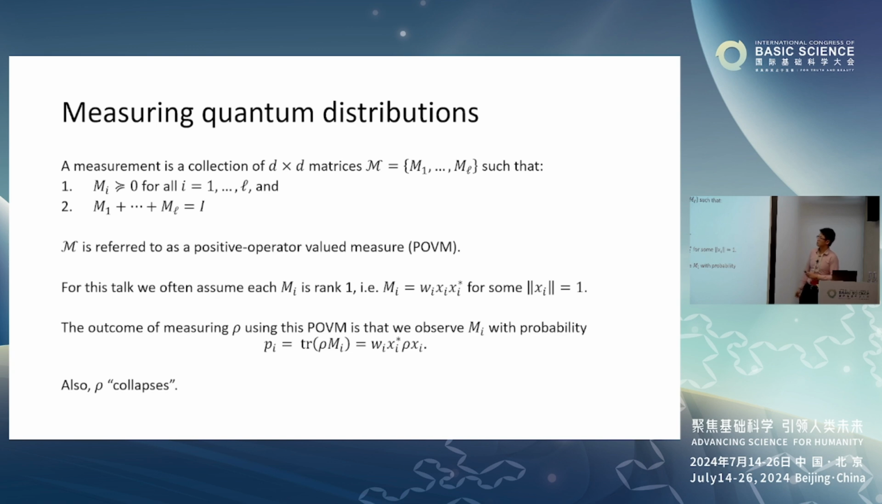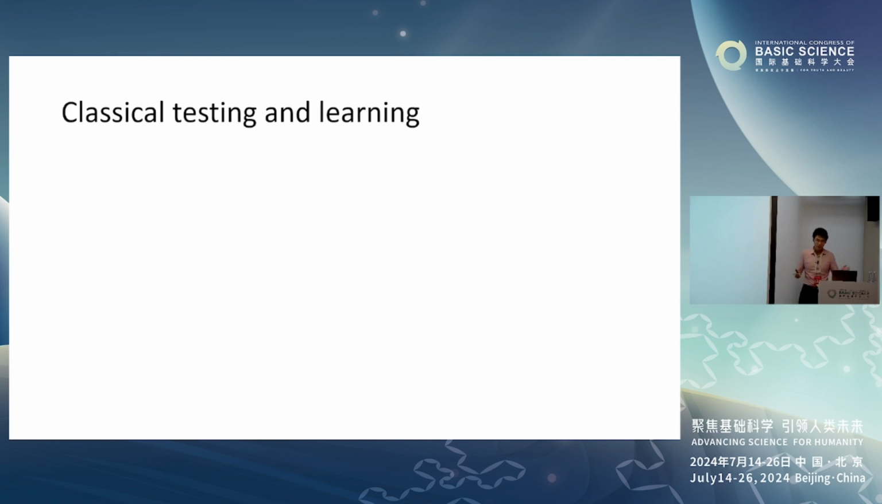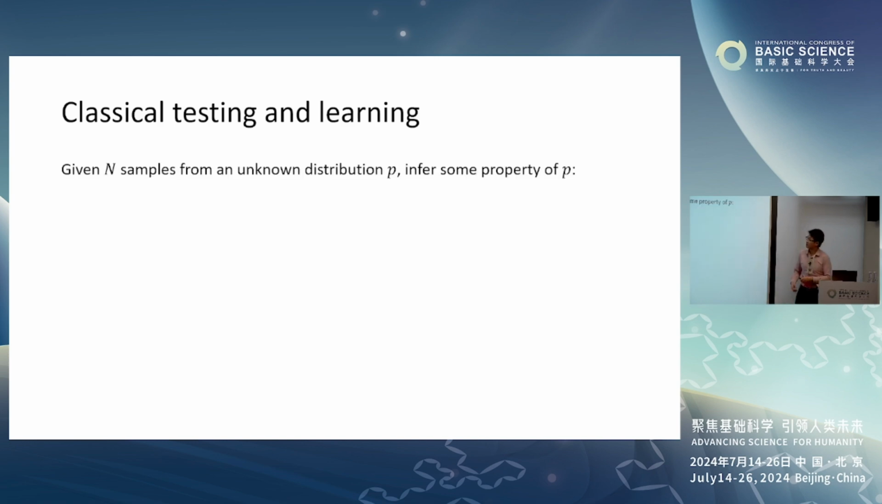Okay. So now I've told you how you can actually define what a quantum distribution is and how to interact with them. Now we can state a bunch of natural quantum learning and testing problems. So we can do so by analogy to the classical setting. So here are some basic problems in classical learning and testing.